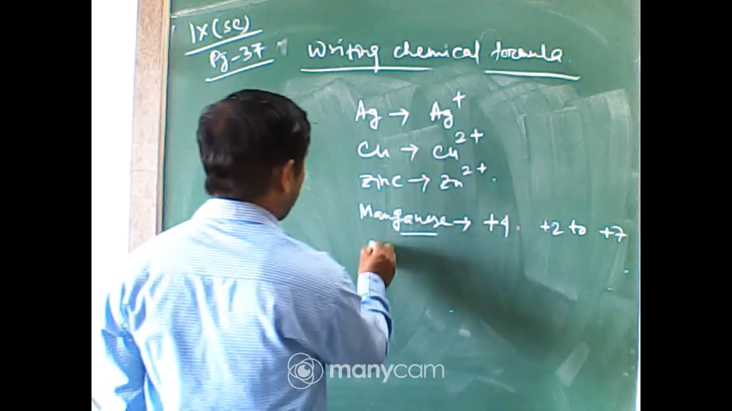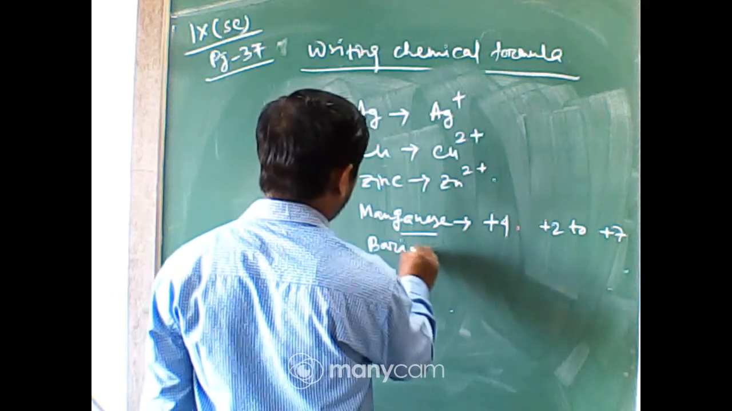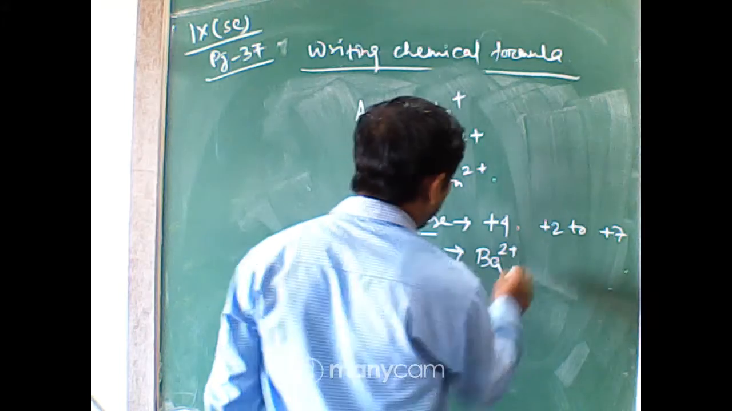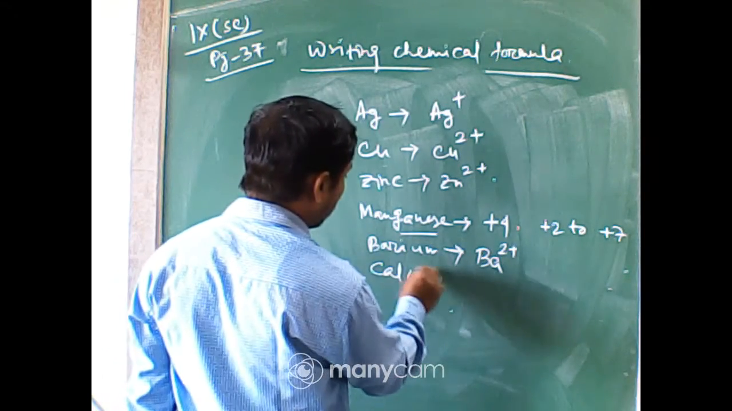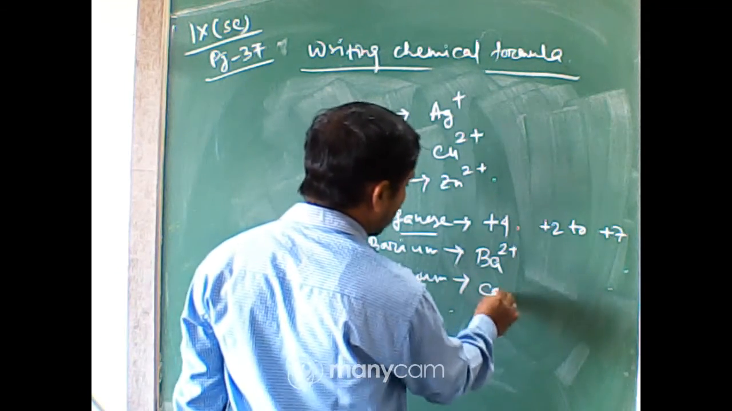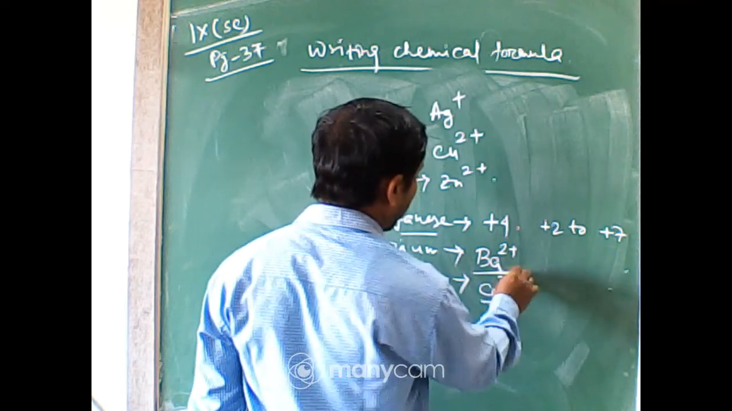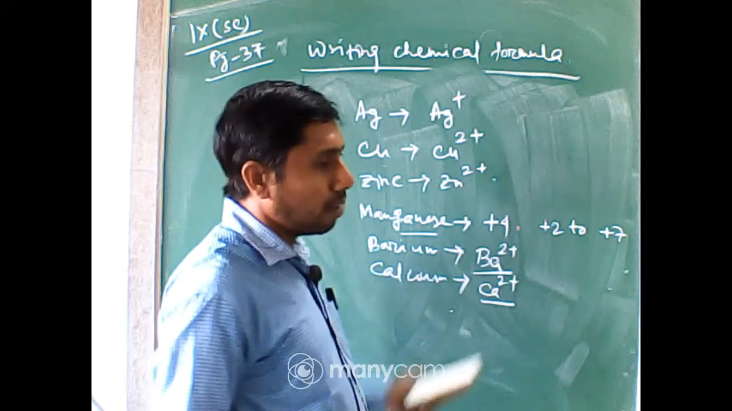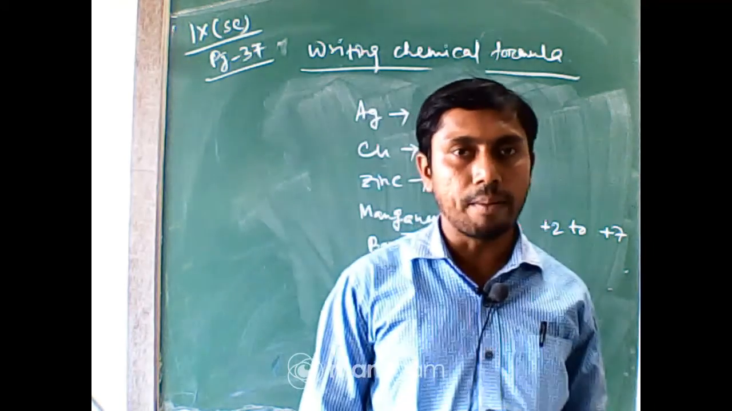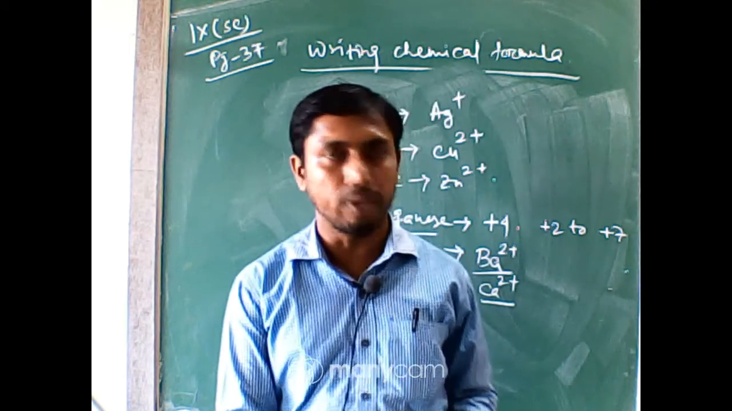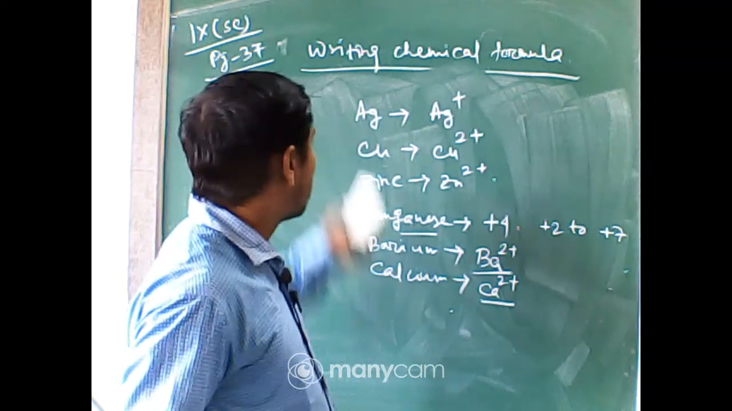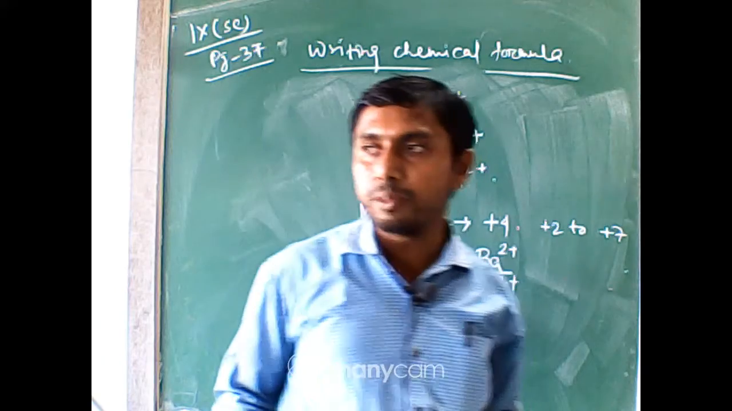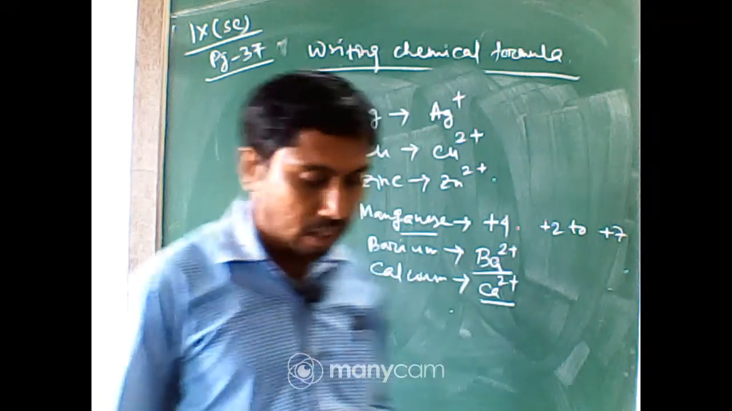calcium. Barium Ba 2 plus, calcium Ca 2 plus. If you follow the electronic configuration of that, these 2 plus charges come from somehow stabilizing the electronic configuration. Okay. So, these are the names of the simple cations and anions we know. Now, come to how to represent the formula.